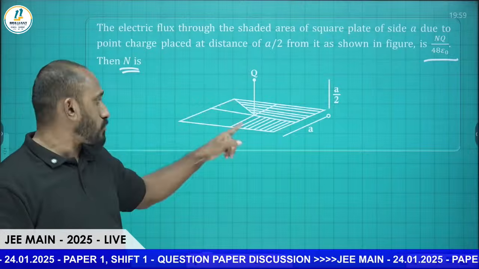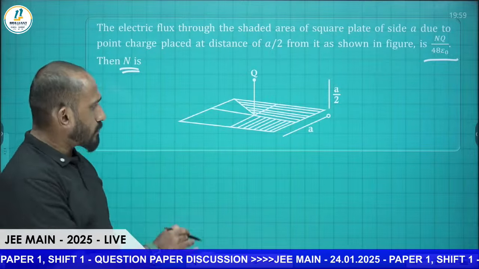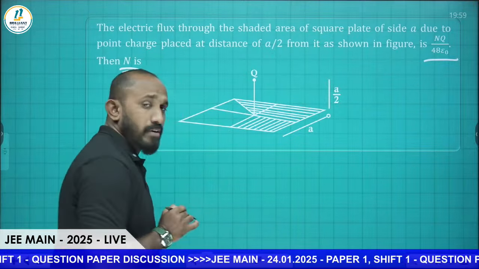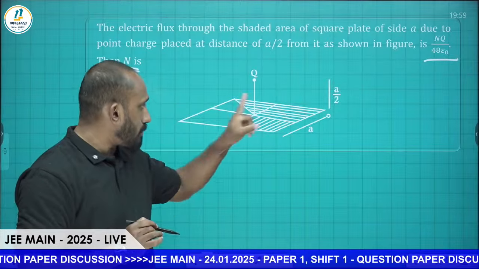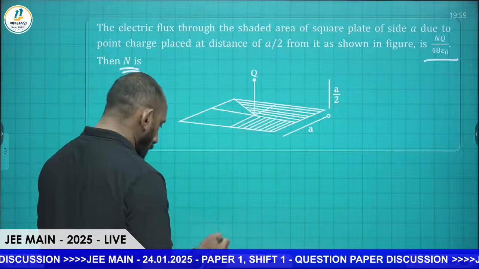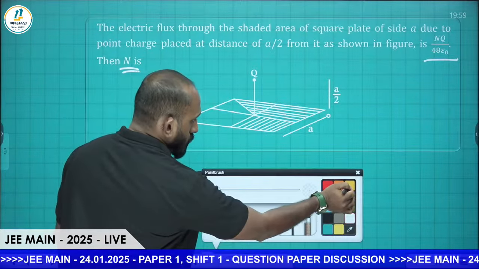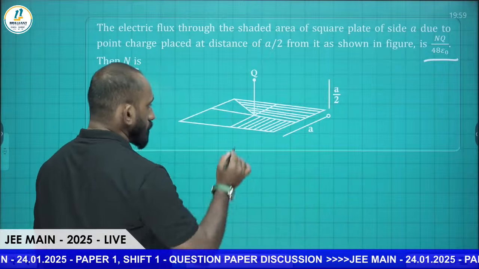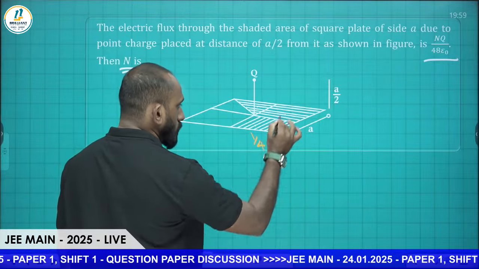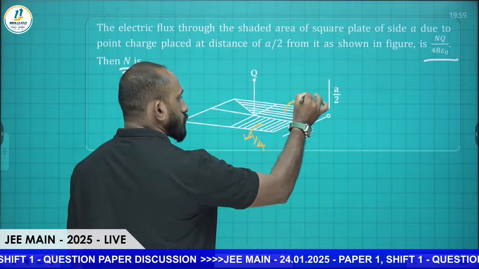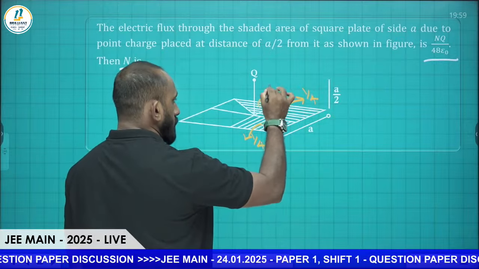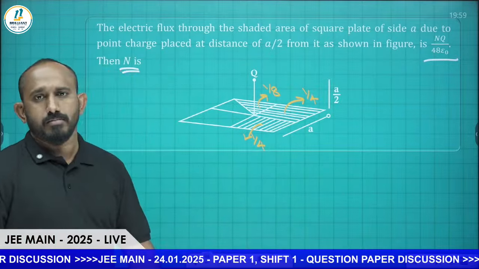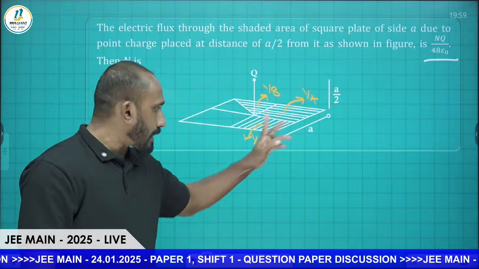So here is the charge kept, and this is the square area. In the square, this shaded area is 1/4 of the area, this is also 1/4 of the area, and this is 1/8 of the area. So this area is 1/4, this area also 1/4, and this area is 1/8 of the total area. The side is given as A.